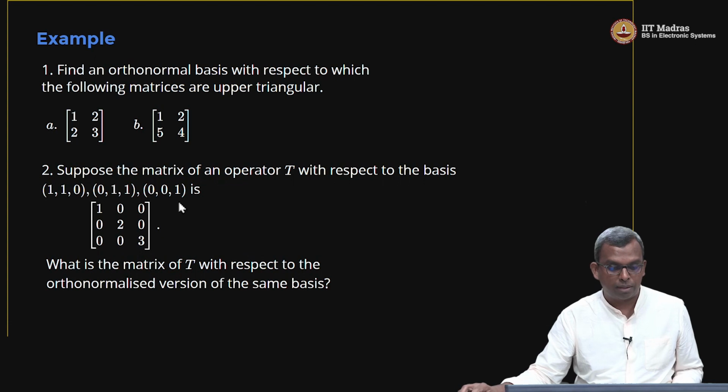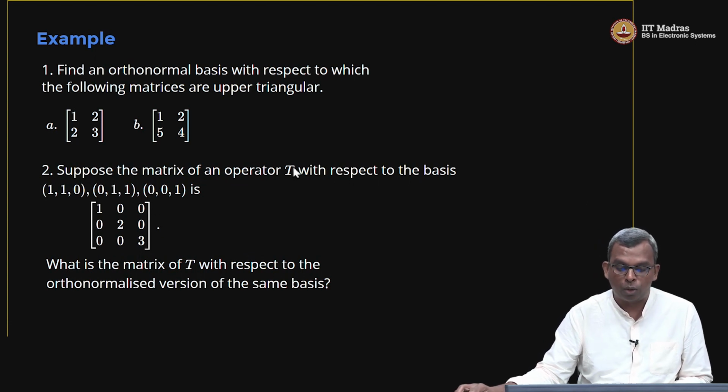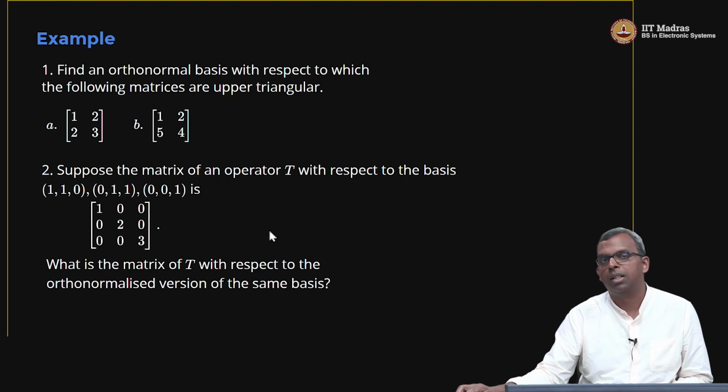Okay. So, there is another problem here which further works on this. There is a matrix of an operator T with respect to a non-orthogonal basis, and it is diagonal. What will be the matrix of T with respect to an orthonormalized version of the same basis? Okay. So, first find the matrix of T with respect to the canonical basis, it is sometimes easier, and then go through the orthonormalization, find out what the matrix is, you will get an upper triangular matrix.